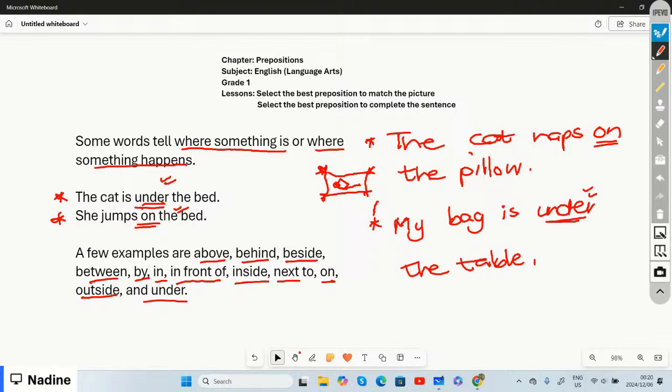And if we look at one more sentence, yes, well done. Under is correct. It tells us where our bag is.